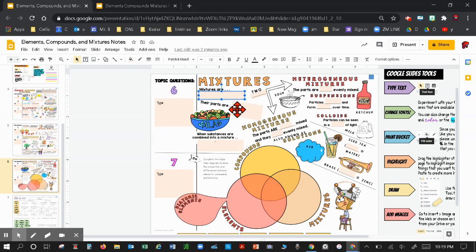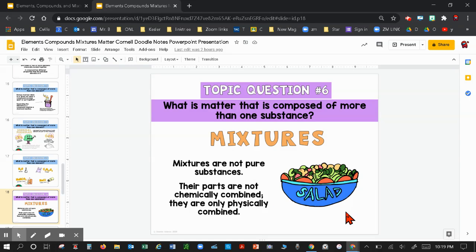Here we are on what mixtures are. Mixtures are not pure substances. Their parts are not chemically combined. They are only physically combined. One classic and simple example of a mixture is looking at salads or types of cereals where you can easily distinguish the different parts of that substance. That's what we call a mixture.